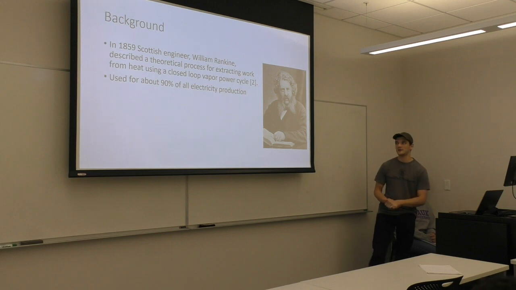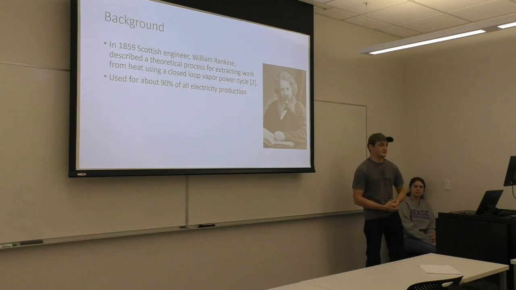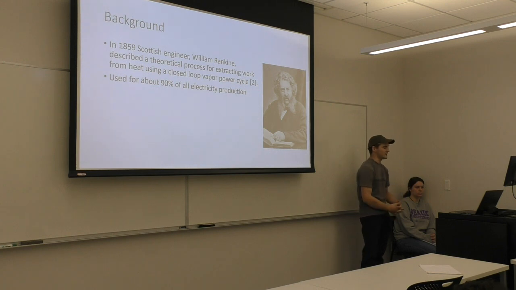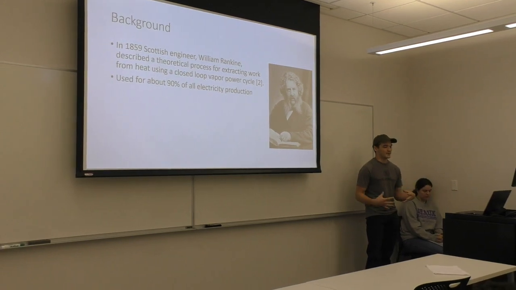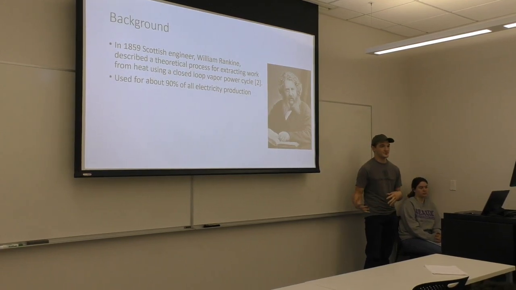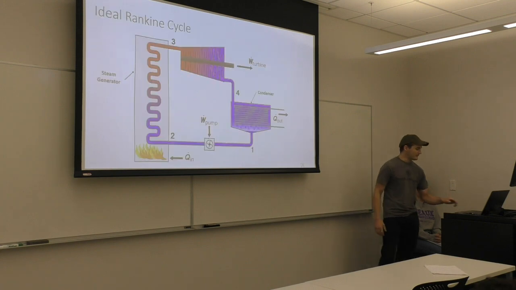So for some background, in 1859, Scottish engineer William Rankine made this theoretical process for having a closed loop vapor power cycle so you can extract energy from heat. And today it's used for about 90% of all of our electrical energy production. And then here's a basic diagram.